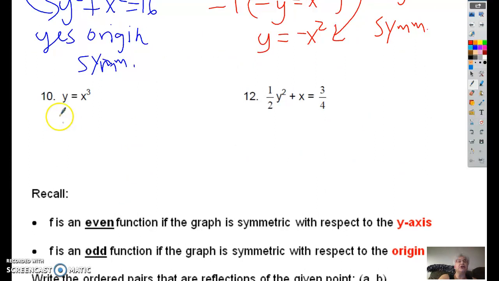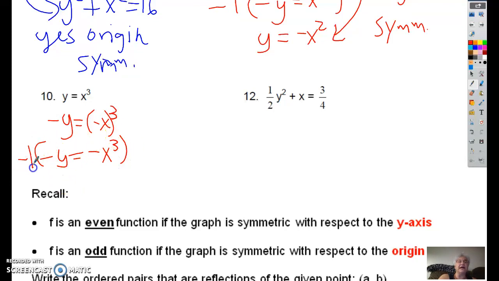Next two, y equals x cubed. Negative y substituted for y. Negative x substituted for x. Negative x times negative x is positive x times negative x makes this negative x cubed equals negative y cubed. I can multiply both sides by -1. Because of the golden rule of algebra, I end up with y equals x cubed. The equation is the same, so I've proven algebraically that there is origin symmetry.